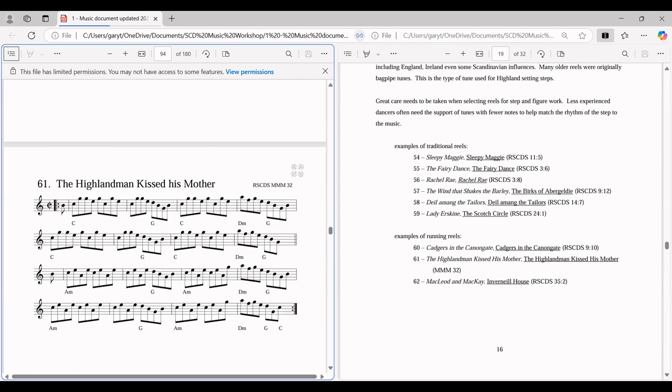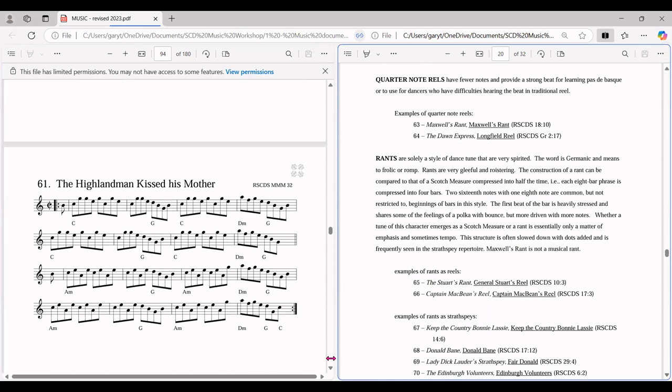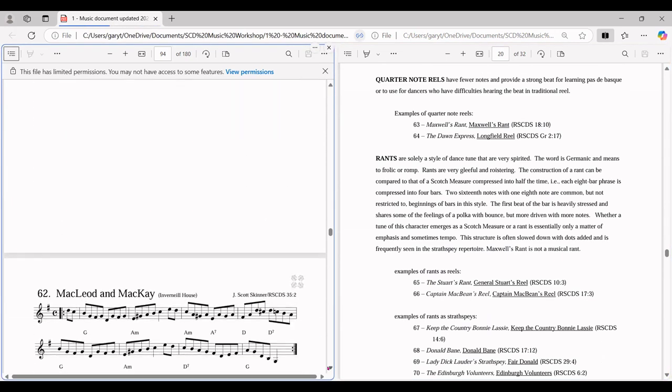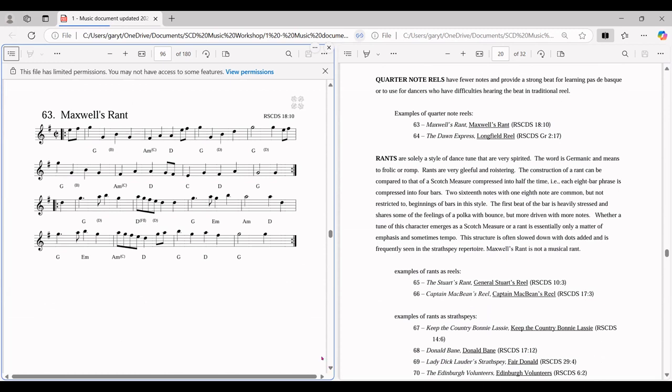So those are reels with lots of notes, and now reels that don't have lots of notes. Quarter note reels, some will call them. The names are less important than understanding that if you look at number 63, Maxwell's Rant, wow, there aren't very many notes there, are there? And the ear will notice the same thing, number 63.